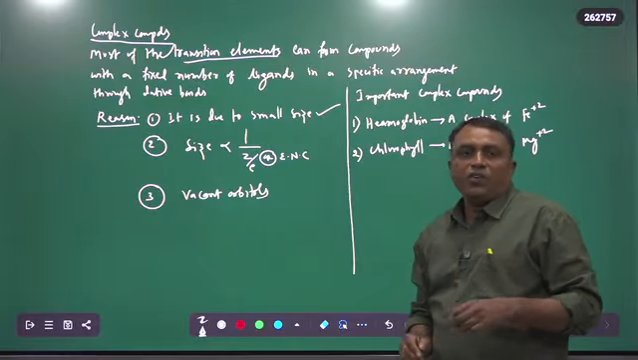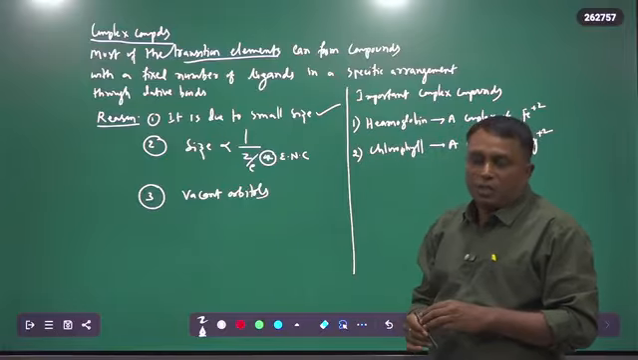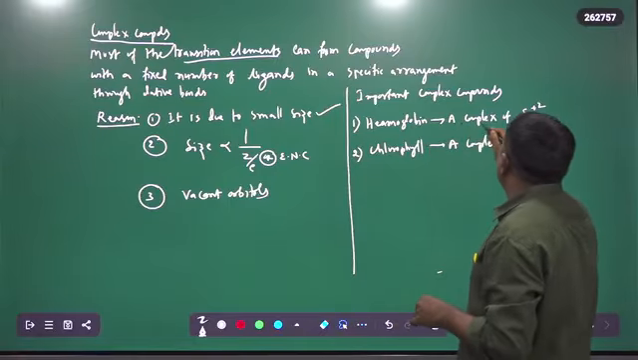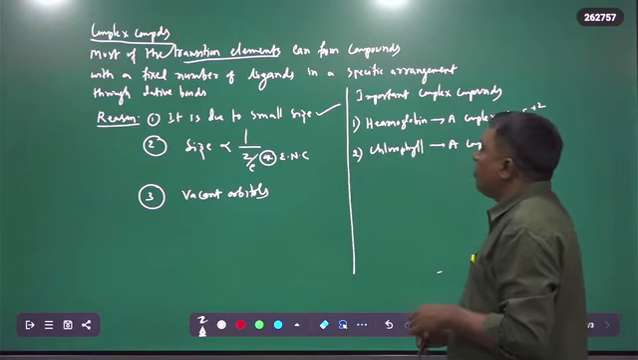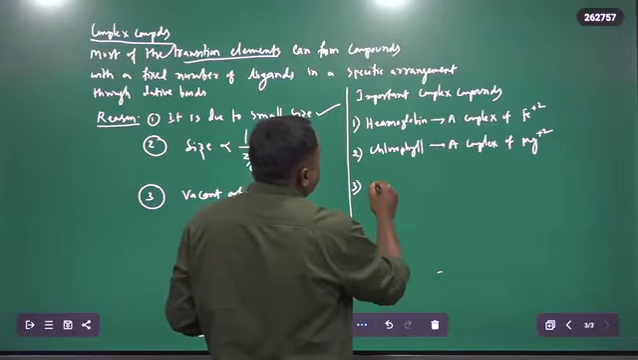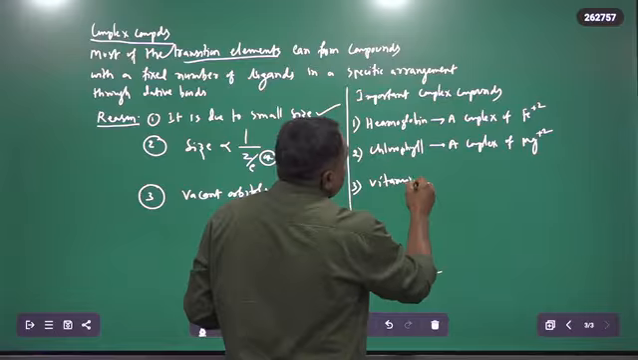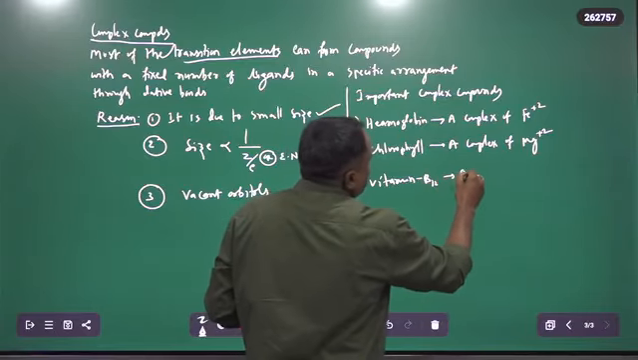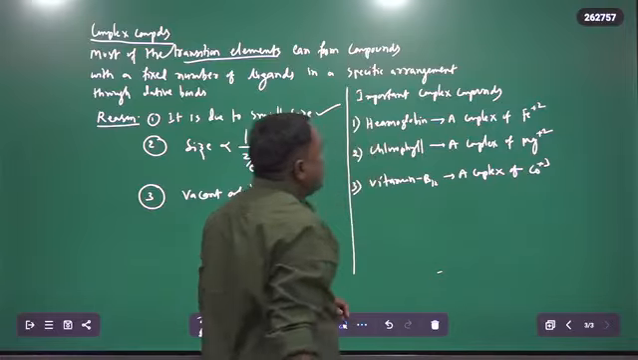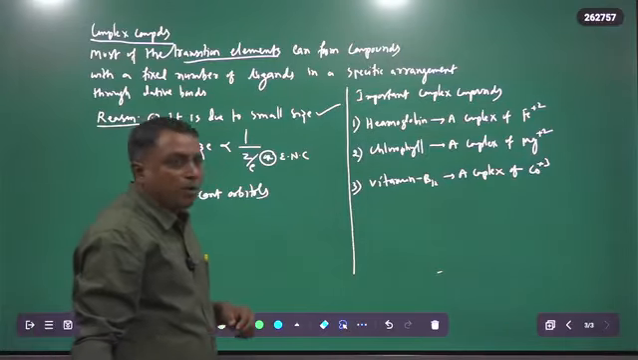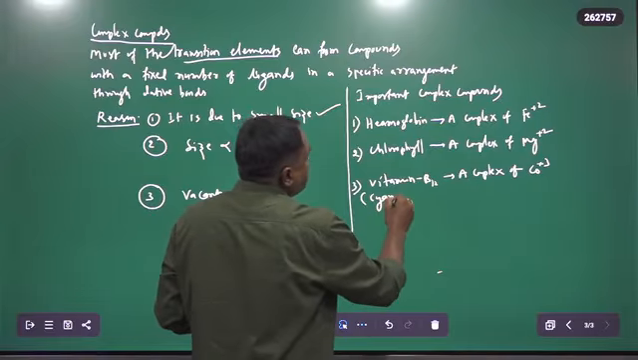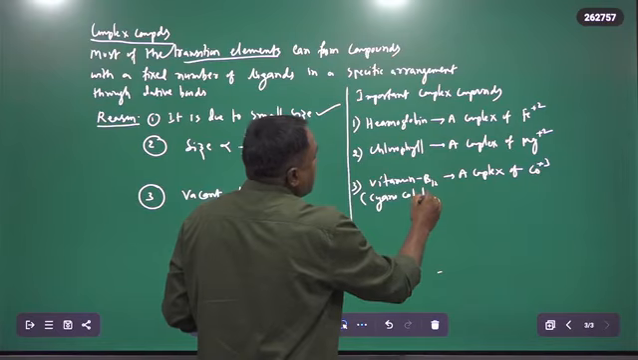Chlorophyll also belongs to our topic, complex compounds. Hemoglobin is also one of the important complex compounds. Hemoglobin is a complex of iron plus 2, and chlorophyll is a complex of magnesium plus 2, and one more important one is vitamin B12. Vitamin B12 is a complex of cobalt plus 3. Another name of vitamin B12 is cyanocobalamin. You know this cyanocobalamin.